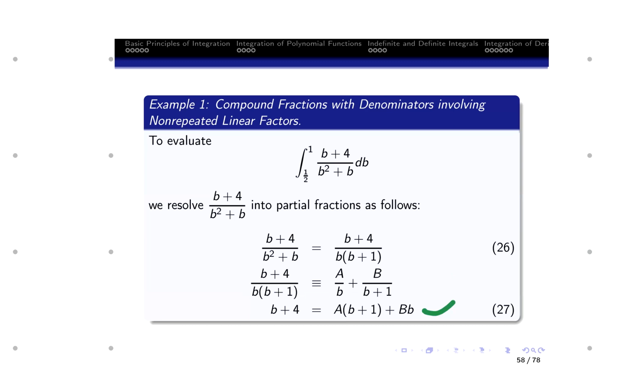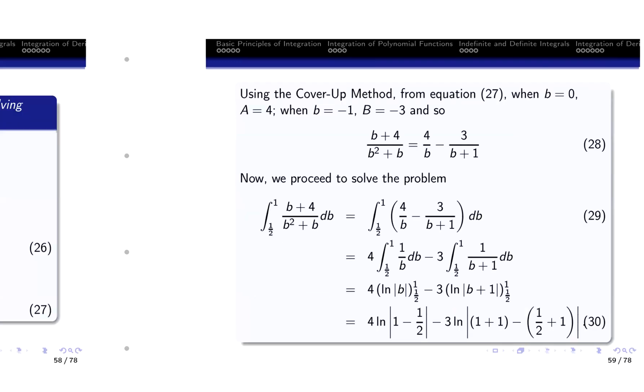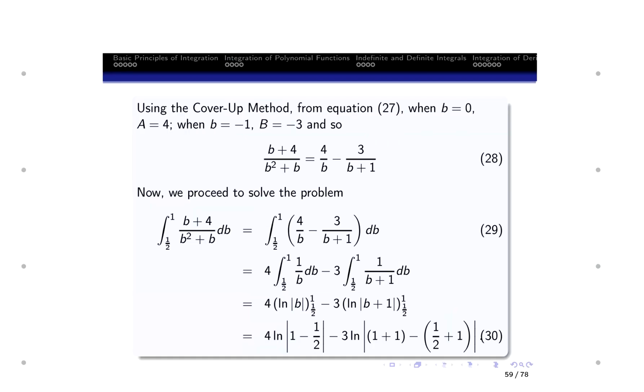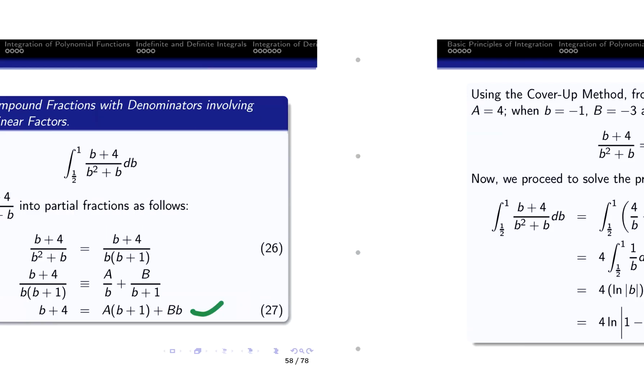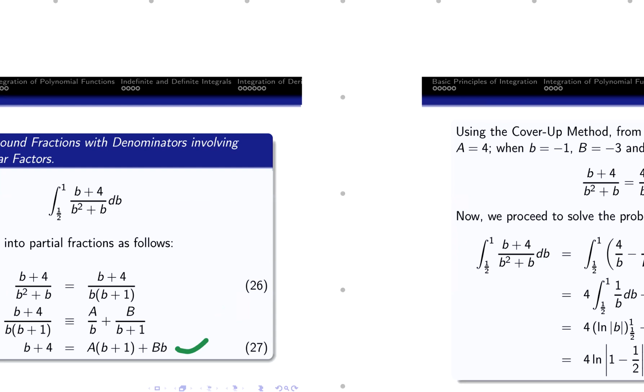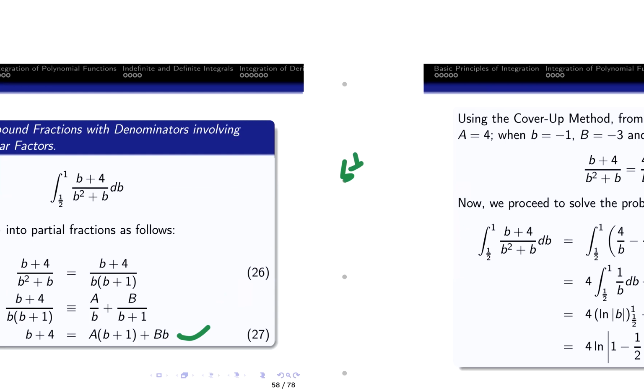Our aim at the end of the day is to break this expression down. If you use the cover-up method, I think I'll have to explain it because it's really essential. You have b plus 4 equals A into b plus 1 plus B b. Okay, that's what you have there.